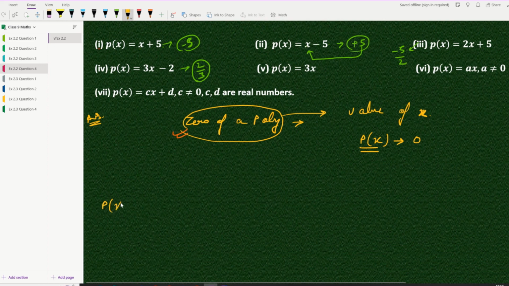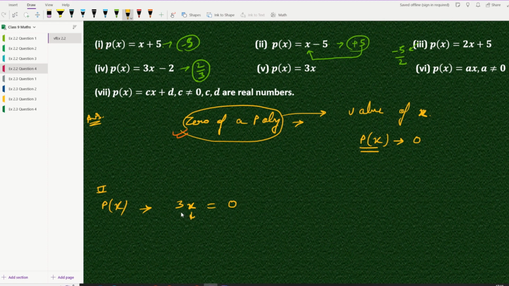So this is part number 5. Px is given to us as 3x. So we have to find the 0 of this polynomial. Simple. We have to just equate this polynomial with 0, and we have to find the value of x.